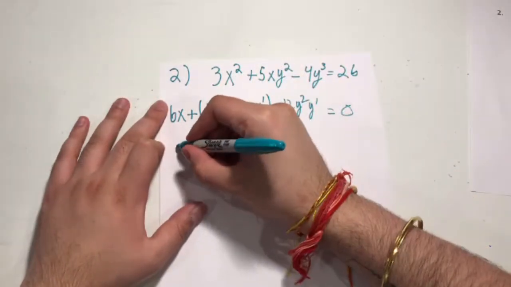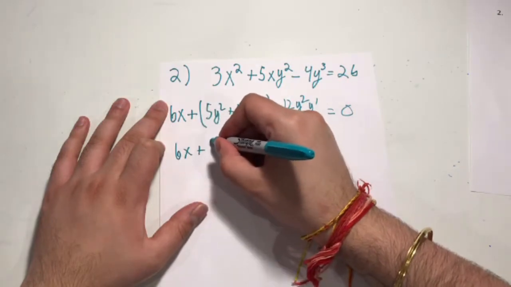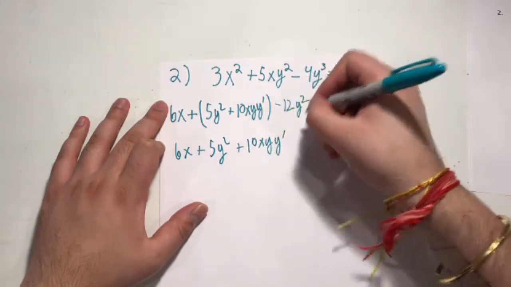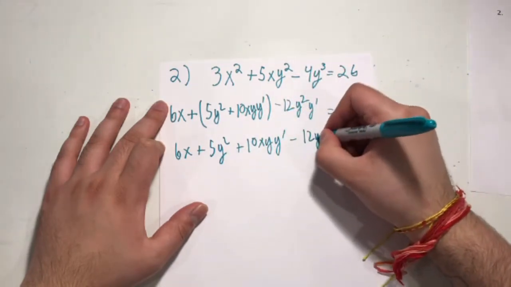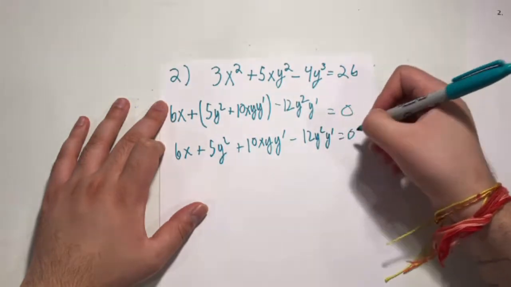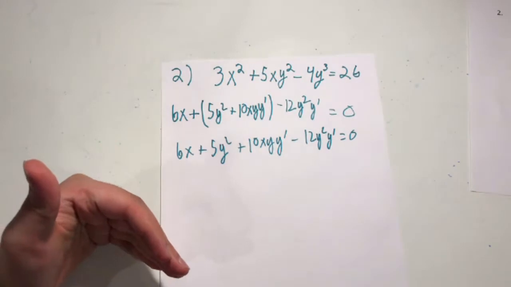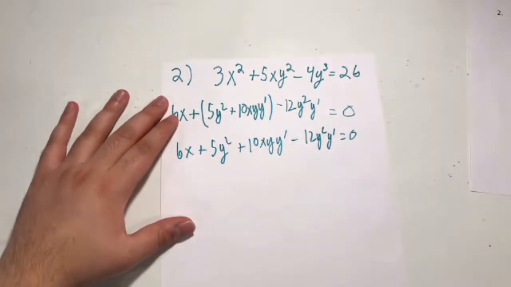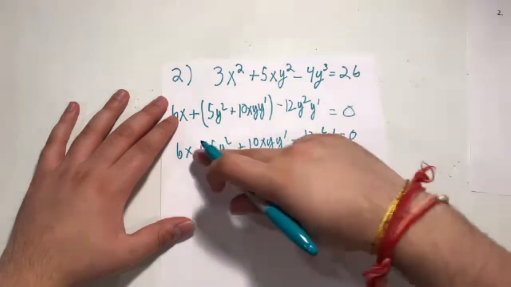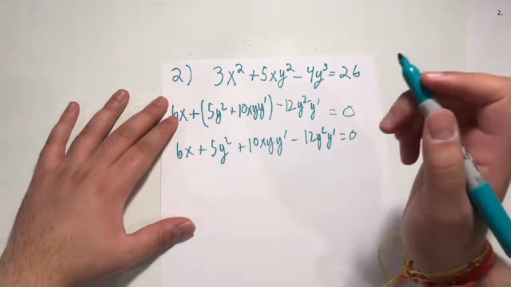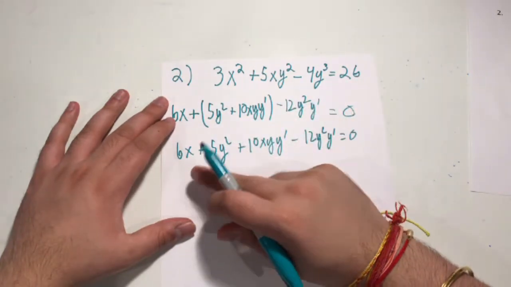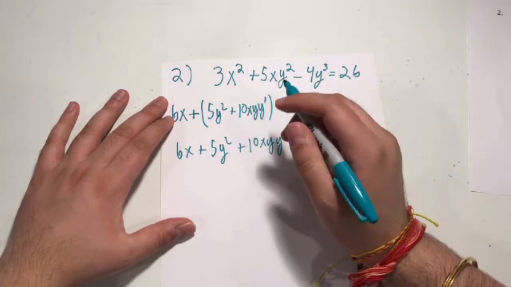So I'm going to open up these parentheses and have 6x plus 5y squared plus 10xyy prime minus 12y squared y prime equals 0. Step one's done. Now I need to isolate y prime. So I'm going to bring my y primes to one side and bring anything that doesn't have a y prime to the other side. So let's see, best way to do that, I think, would be bringing this stuff over and leaving this stuff here. So I'll subtract both sides by 6x and also subtract both sides by 5y squared.